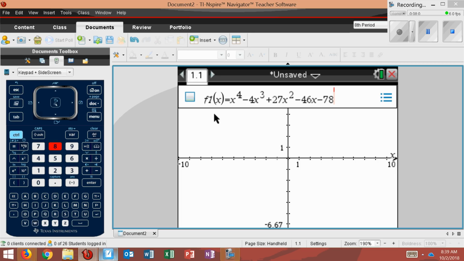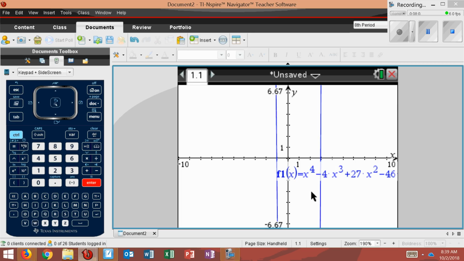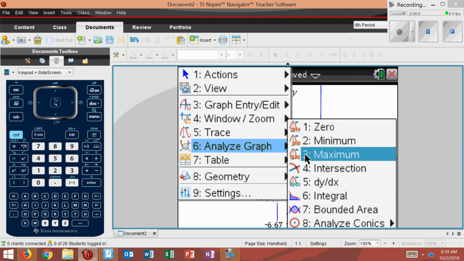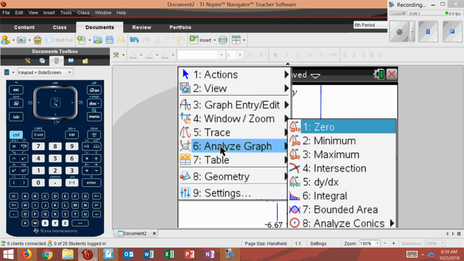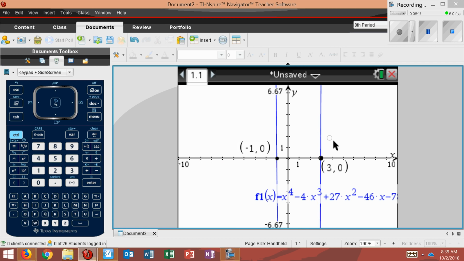There's the moment of truth. We want to make sure it hits the correct places. As you see here, we do have a zero. Analyze graph. Zero at negative 1 like we were supposed to. And then you analyze graph, zero over here at 3, 0 like we were supposed to. There's no other zeros. That's because the other ones were imaginary.